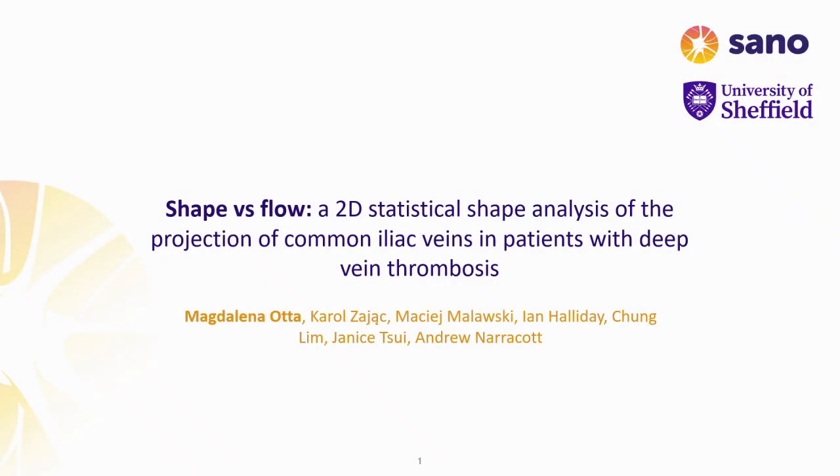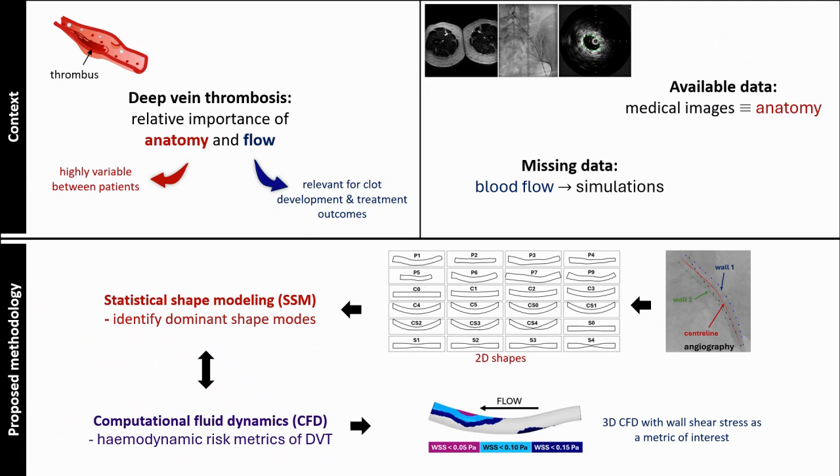This work focuses on comparing the significance of changes in shape and physics of flow in the common iliac vein geometries of patients with deep vein thrombosis of the lower limb. Venous anatomy varies significantly between patients. Blood flow conditions are relevant for clot development and DVT treatment outcomes. The relative significance of shape and flow are investigated here.